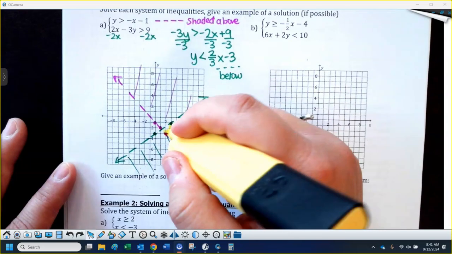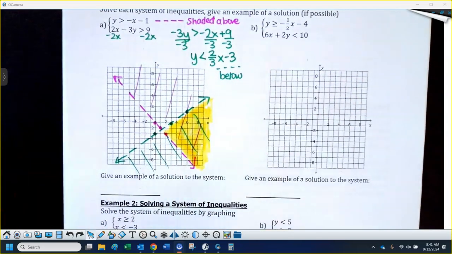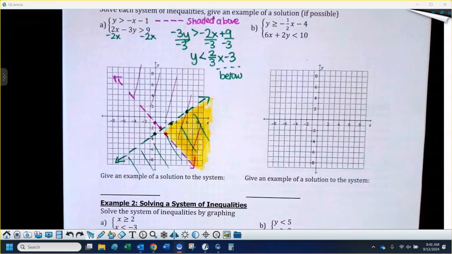So bigger than the first line, but smaller than the second line. Now, do points on either of these lines satisfy the system? No. Because? They're dashed. Exactly. Perfect. No, they're dashed.